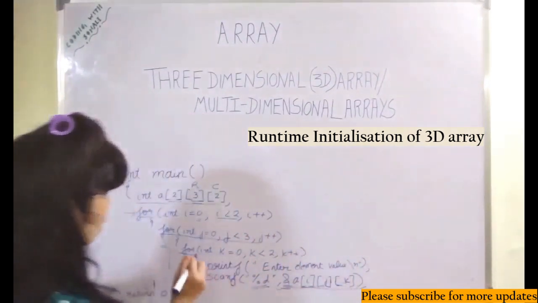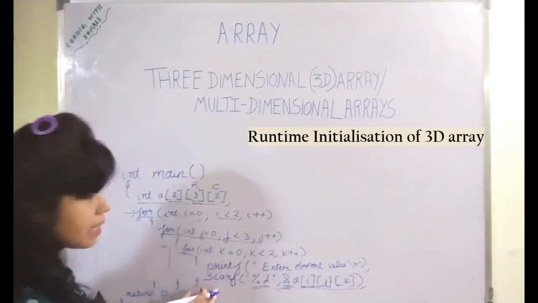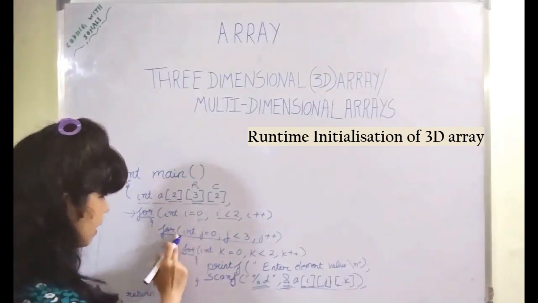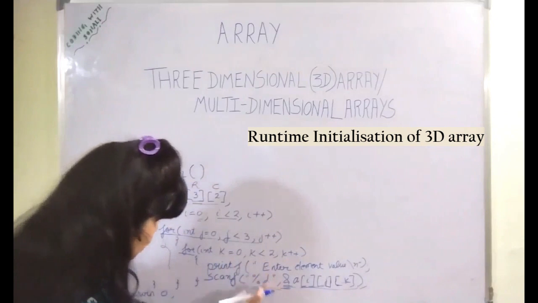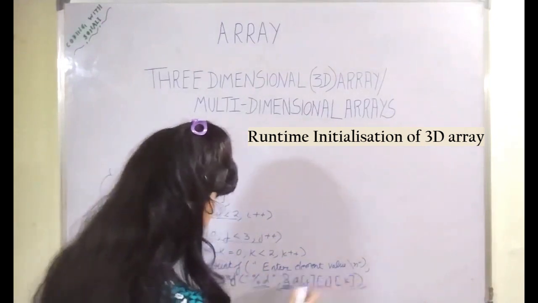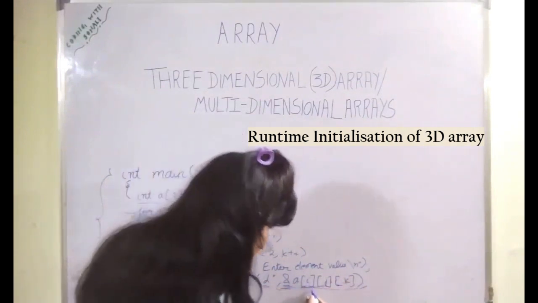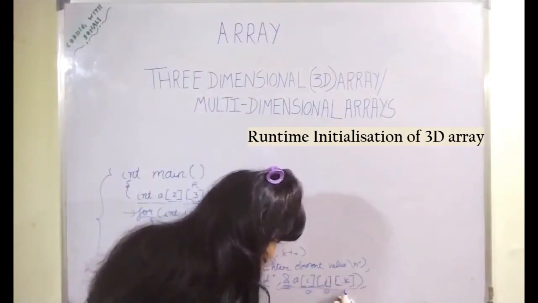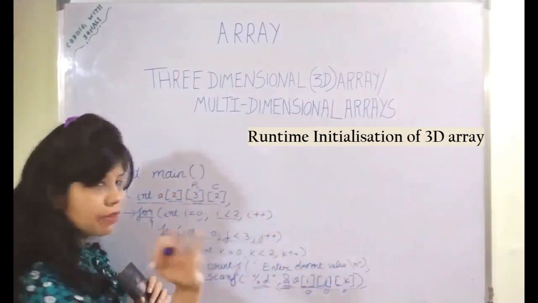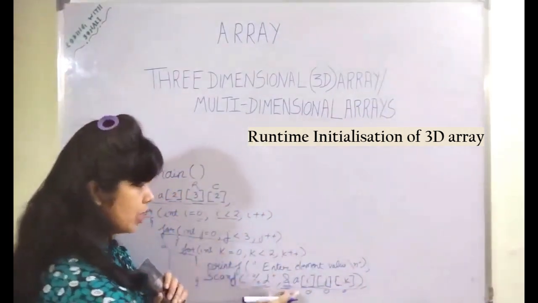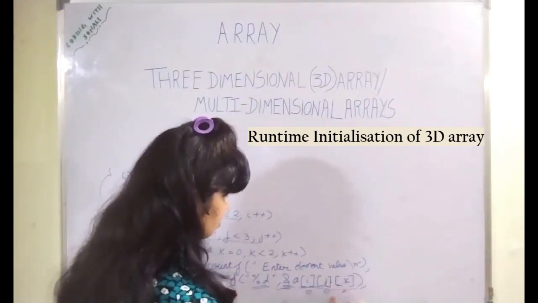So how will it work? Whenever i is equal to 0, it comes inside this for loop. Then j is equal to 0, again it comes inside this for loop. k is equal to 0, it comes inside this for loop, and finally the user is asked to enter the element, and the user gives the value. Here i is 0, j is 0, k is 0, so whatever value the user gives will be stored at the address of A subscript 0 subscript 0 subscript 0, in the 3D array.